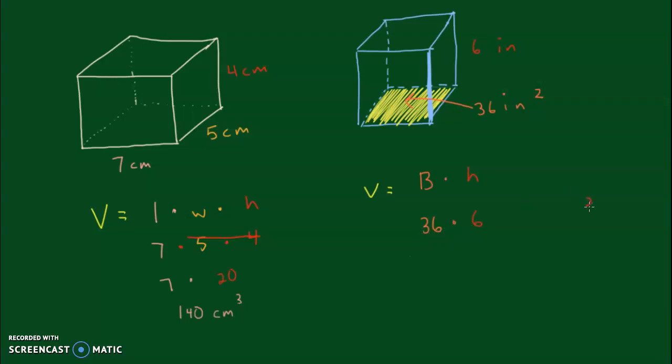I'm going to work that out off to the side here. 36 times 6, so 36 times 6 is 216. And in this case, we're dealing with inches. So 216 inches cubed. So as you can see, we have our exponent of 2 here, and then we have 1 more inch. So that's where we get our 3 dimensions of inches from.